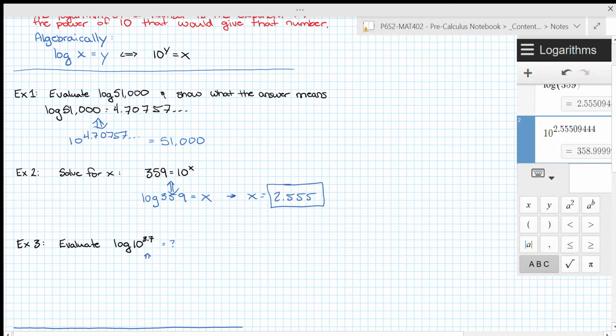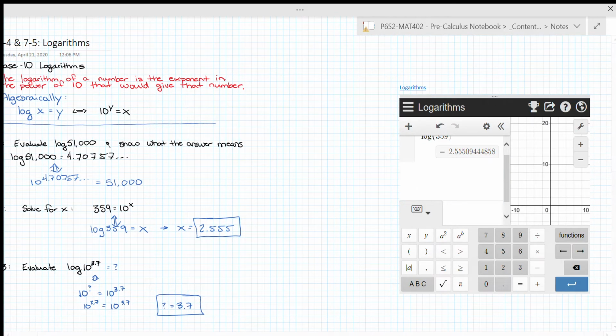So if I wanted to rewrite this, I'd be saying, what is the exponent in the power of 10 that is equal to the argument of this logarithmic function, 10 to the 3.7? Well, 10 to the 3.7 is equal to 10 to the 3.7. My question mark, my x, whatever it is, is 3.7. It's looking for the exponent in the power of 10 that would give me the value 10 to the 3.7.